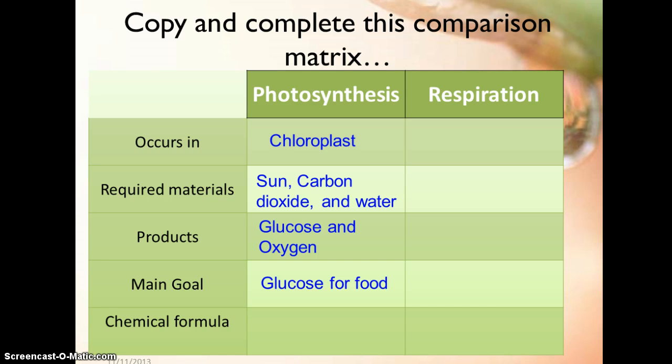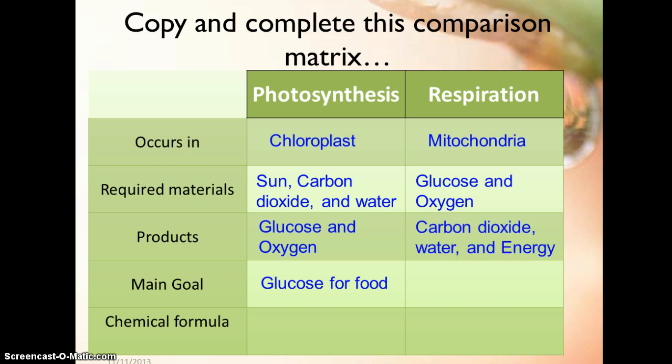Respiration, on the other hand, occurs in the mitochondria. The required materials for respiration are glucose and oxygen. The products are carbon dioxide, water, and energy. And the main goal for respiration, why it occurs in the first place, is for energy, for functioning, and for cell repair, and for cell reproduction, and things of that nature.